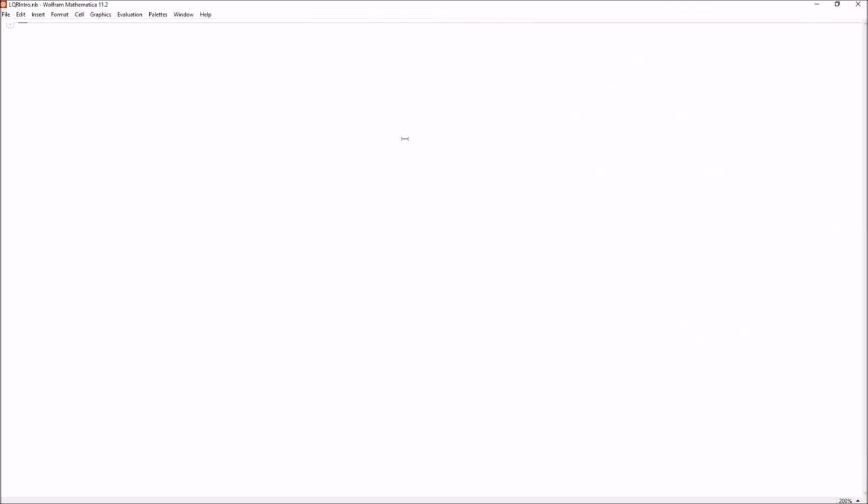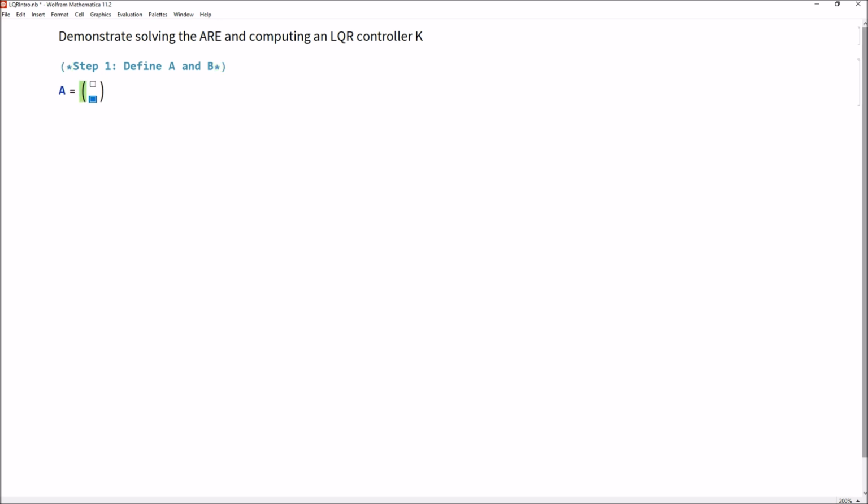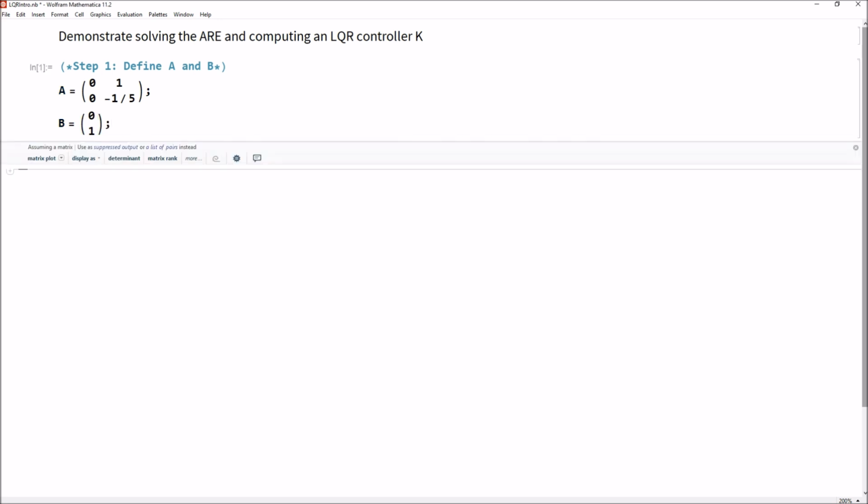All right, so here we are in Mathematica. Why don't we go ahead and make a couple of notes here. What we would like to do now is demonstrate solving the algebraic Riccati equation and computing an LQR controller K. That's our game plan. So let's first do step 1, which was define the A and B matrix. I think A was just very simple, [0, 1; 0, minus 1/5], and then B was pretty simple, 0 and 1. Okay, there we go. Shift enter that, and here's step 1.